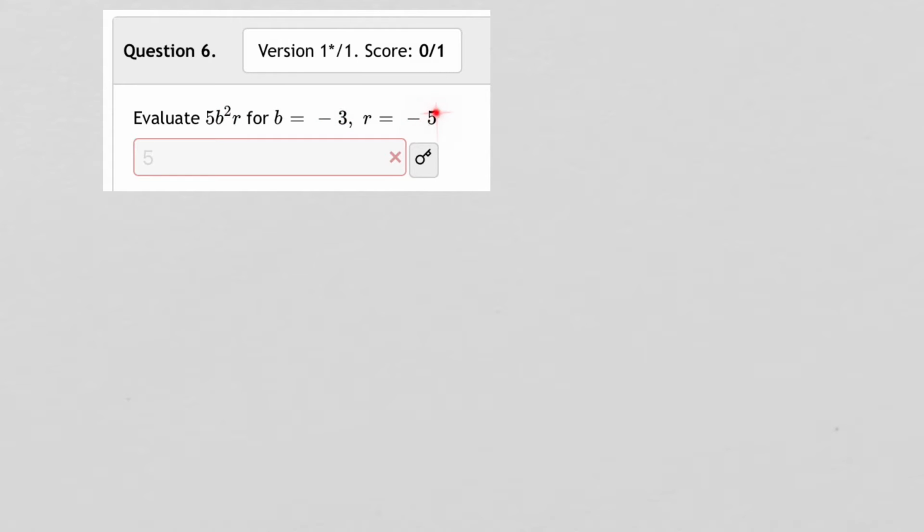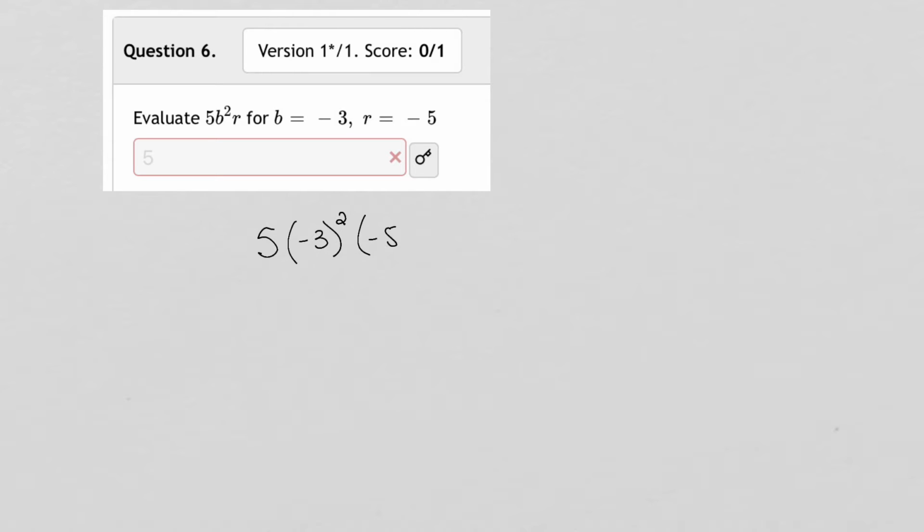For a problem like this, we're going to substitute in -3 for B, and -5 for R. Anytime you substitute any numbers in, especially when they're negative, it's always a good idea to use parentheses. That is especially the case whenever you have exponents and negative numbers. It's super important.